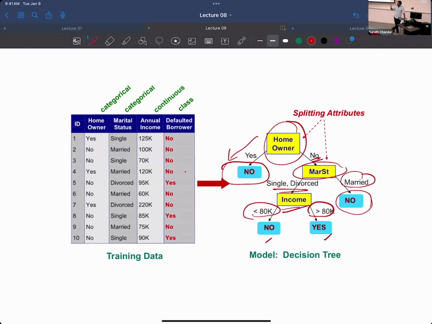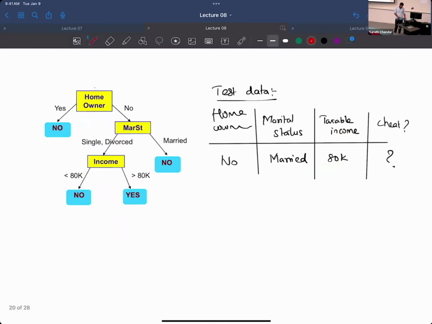First of all, we need to discuss how to learn a tree from the data, right? That is what the learning part of the algorithm is going to be. We will talk about it today. But for the moment, let's assume that someone has given this tree to you. Given the data set, someone is giving you this tree. How can we make use of this tree for new examples? For example, let's say a new applicant comes in, and this is their status.